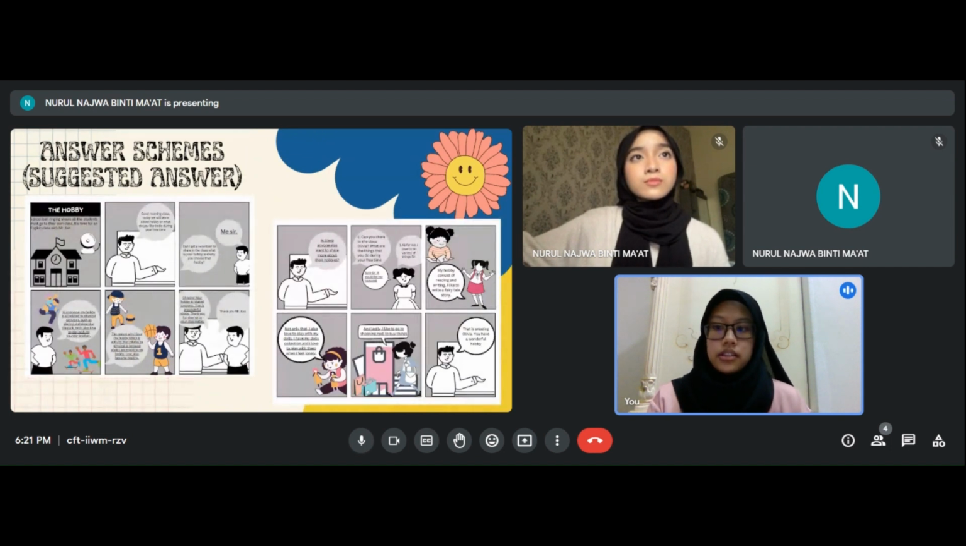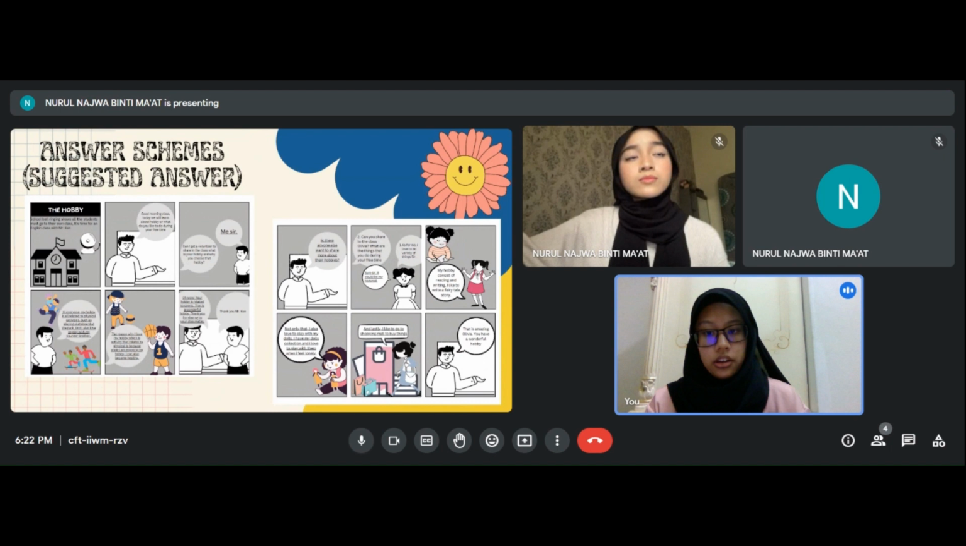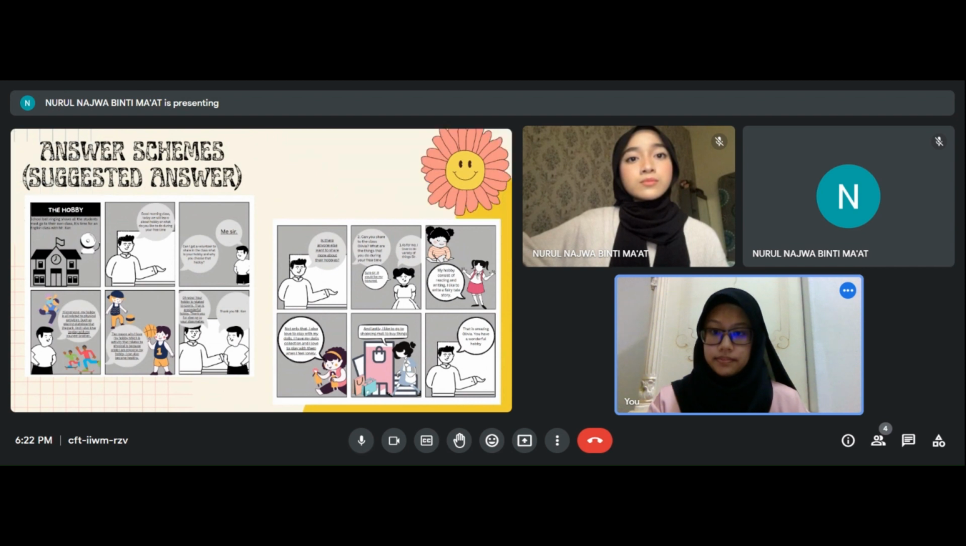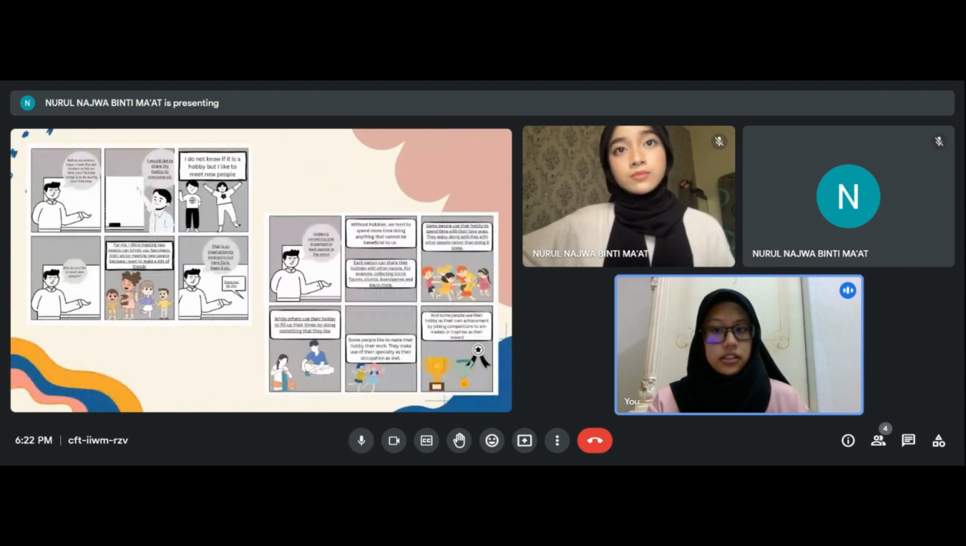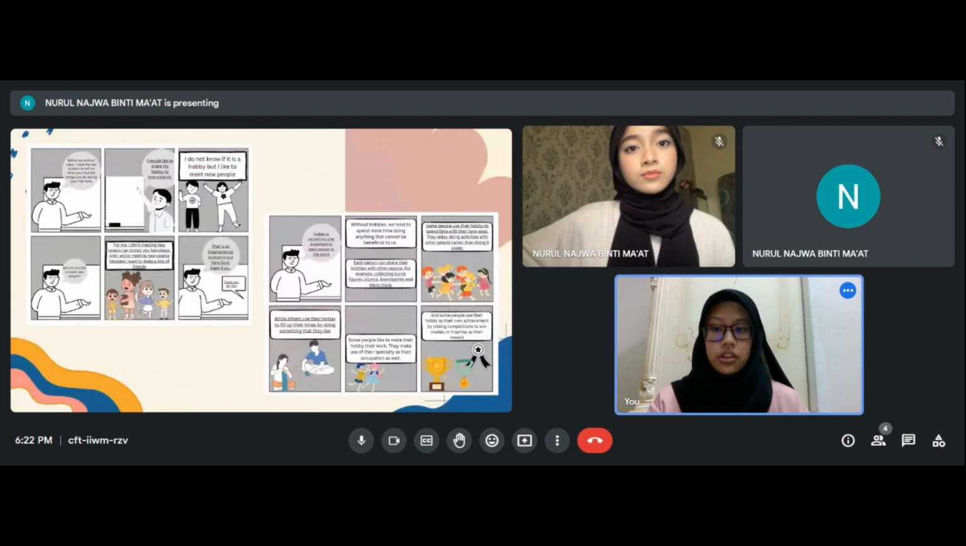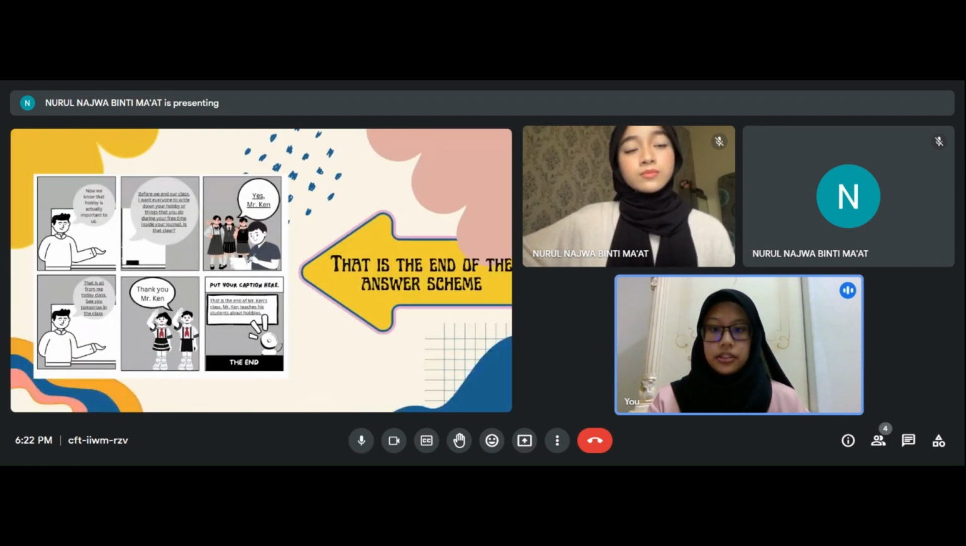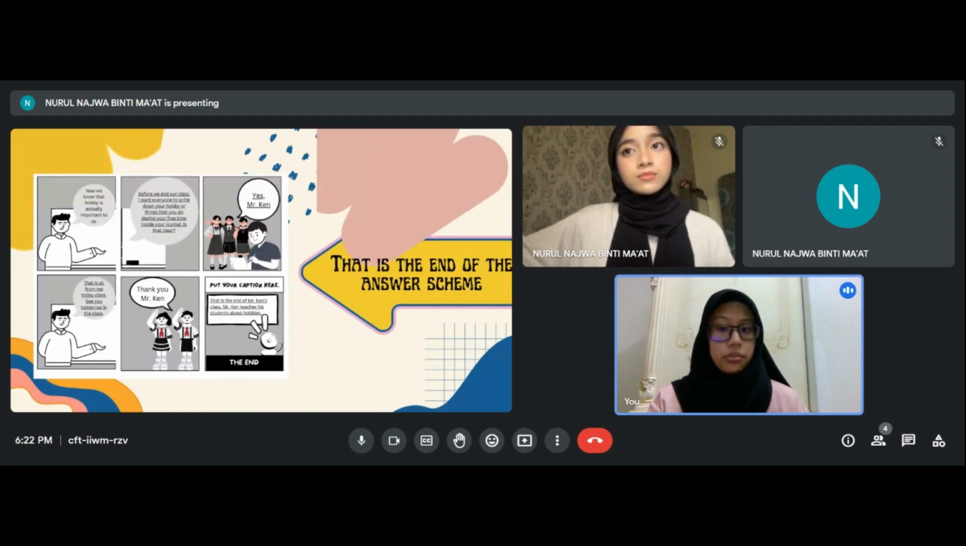Now we move on to the answer scheme. Here is only the suggested answer. The underlined text is the suggested answer, but we want our students to write at their own pace, with their own creativity. They need to write the dialogue based on the character and the picture, and we also put in a hint for them, like the previous dialogue, so that they get a hint from it and can write in their own way. Next. Alongside this is also the answer scheme for each page of the comic strip. So this is the end of the answer scheme for the comic strip activity.